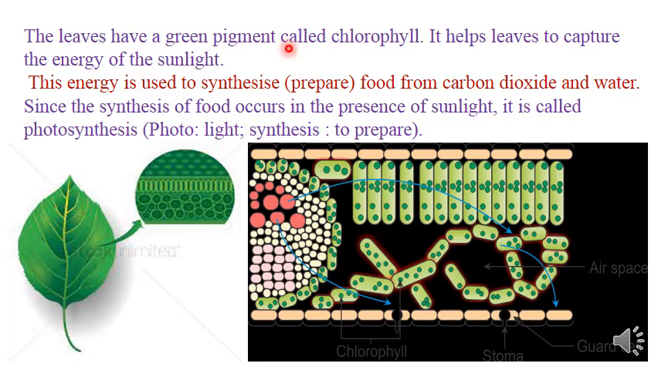And the leaves have a green pigment called chlorophyll. Chlorophyll can capture the solar energy and convert it into chemical energy, and it takes the help of carbon dioxide and water also to prepare the food.